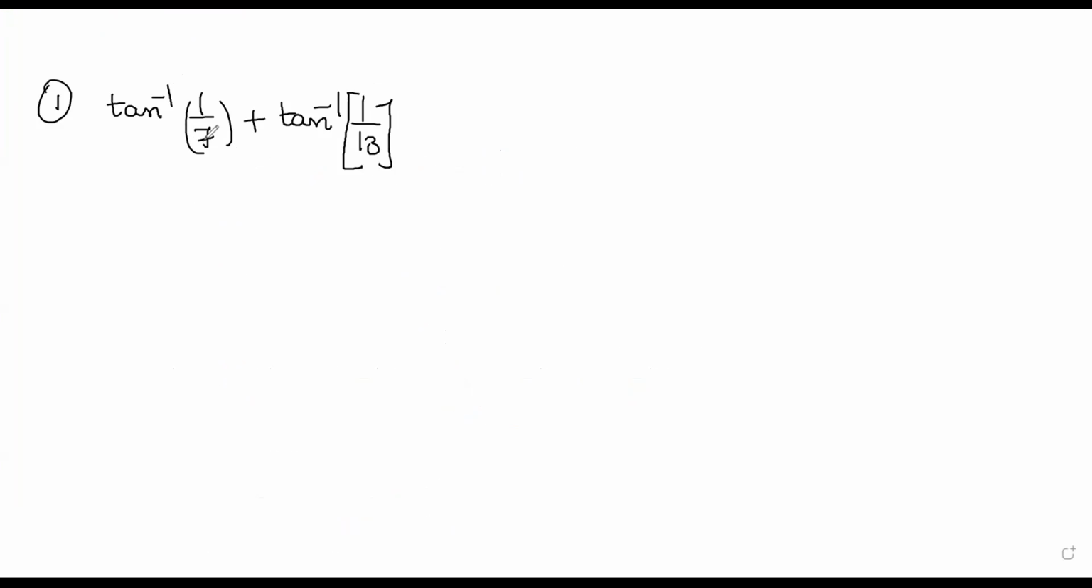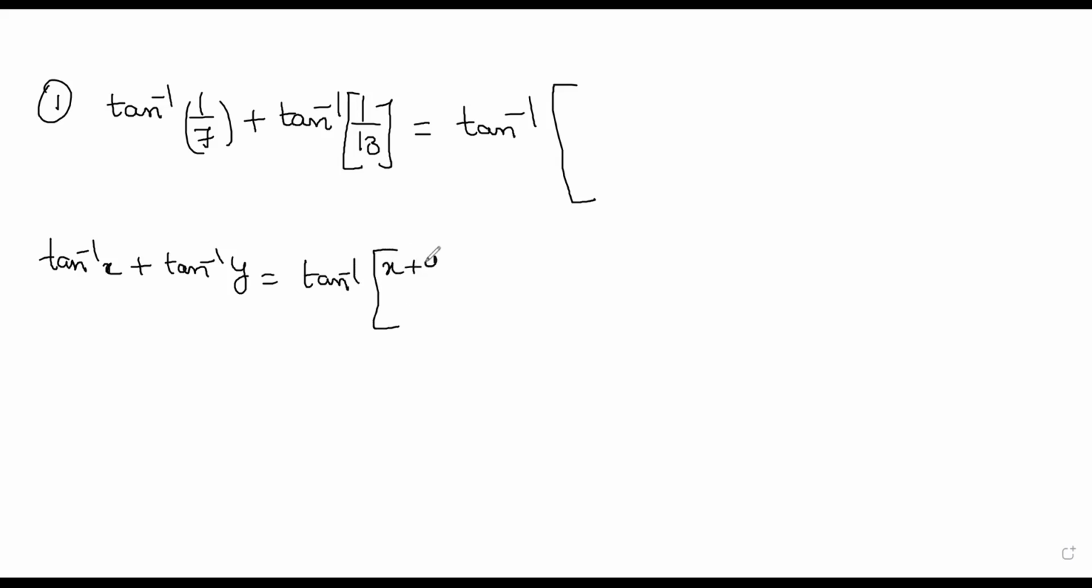So let's apply the formula: tan inverse x plus tan inverse y is nothing but tan inverse of (x plus y) by (1 minus xy). This is the formula you have to apply. Now, what is x? 1 by 7. What is y? 1 by 13, divided by 1 minus xy, that is 1 by 7 into 1 by 13.